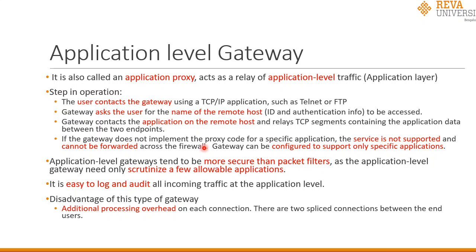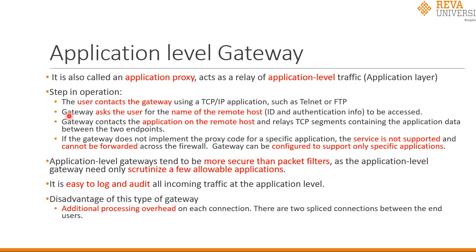it acts as a relay of application level traffic. That is, it is going to work at the application layer, and that's why it is called an application proxy as well. These are the steps in operation of this kind of gateway. First, the user contacts the gateway using a TCP/IP application, which may be Telnet or FTP or SMTP.